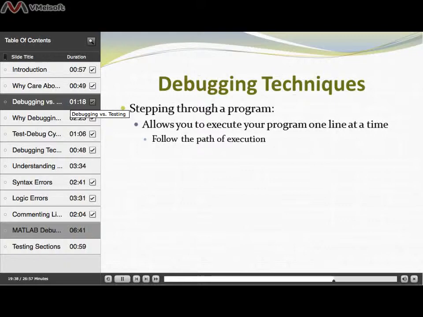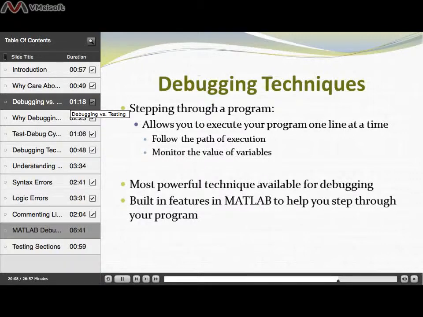So let's say we have a conditional structure, it'll actually show us which section of code we're going into, so we can make sure that we're executing the correct set of code. We can also monitor the value of our variables to make sure that computations are being performed correctly and things aren't going awry somewhere in our computations. It's really one of the most powerful techniques we have available for debugging because we can actually see how our code is being executed. And it's a built-in feature to MATLAB and to most programming environments that allow you to step through the program and see what's happening.